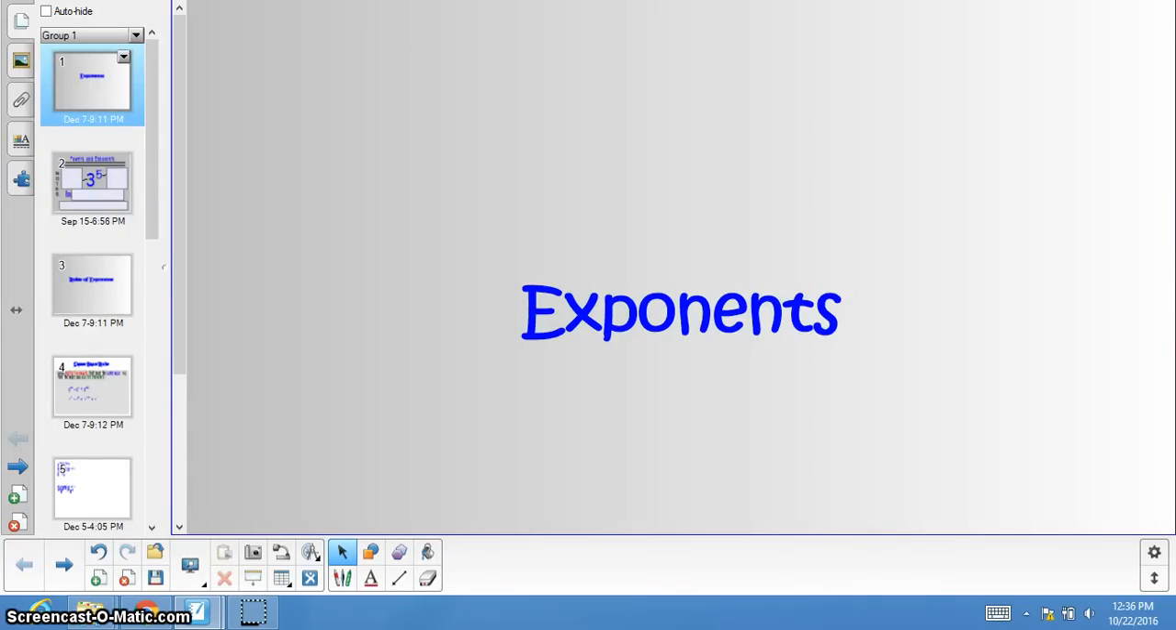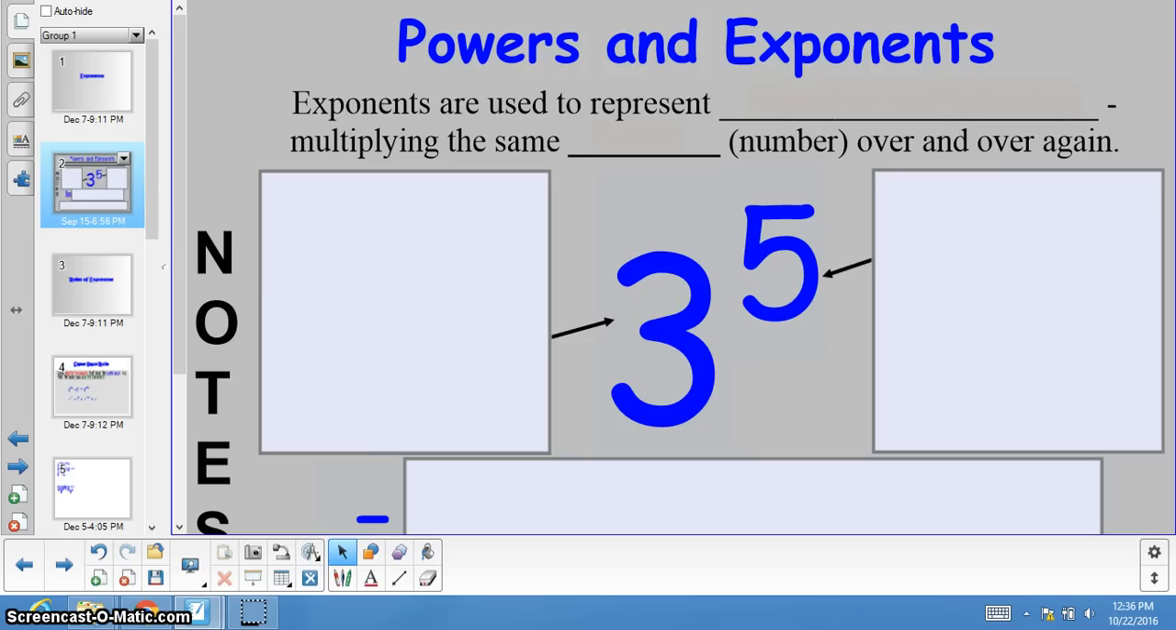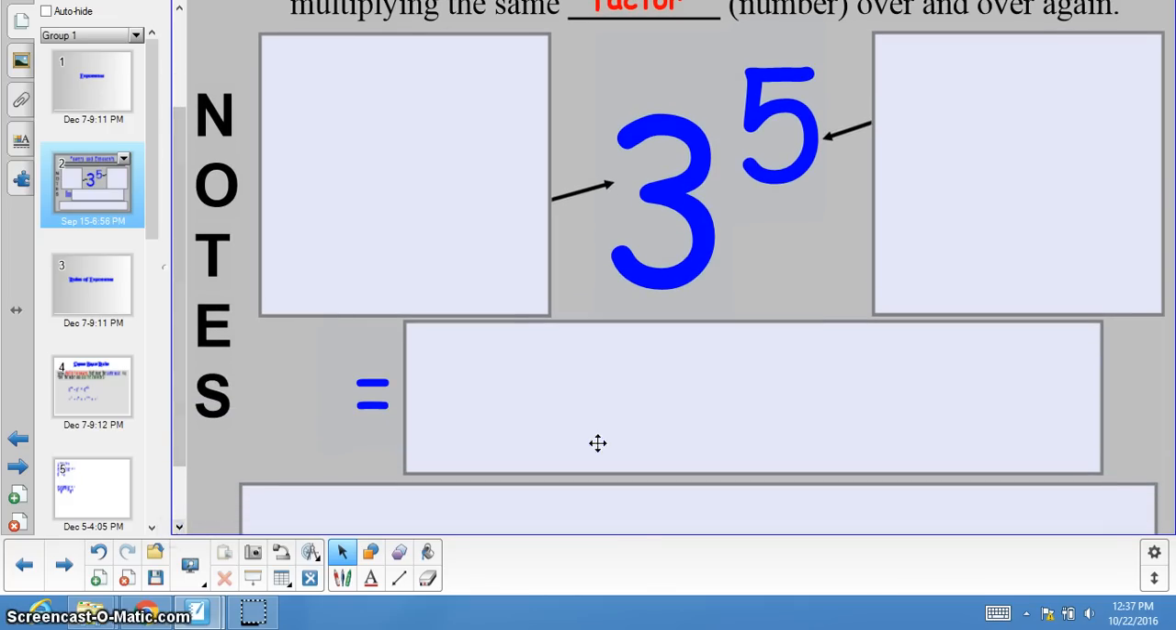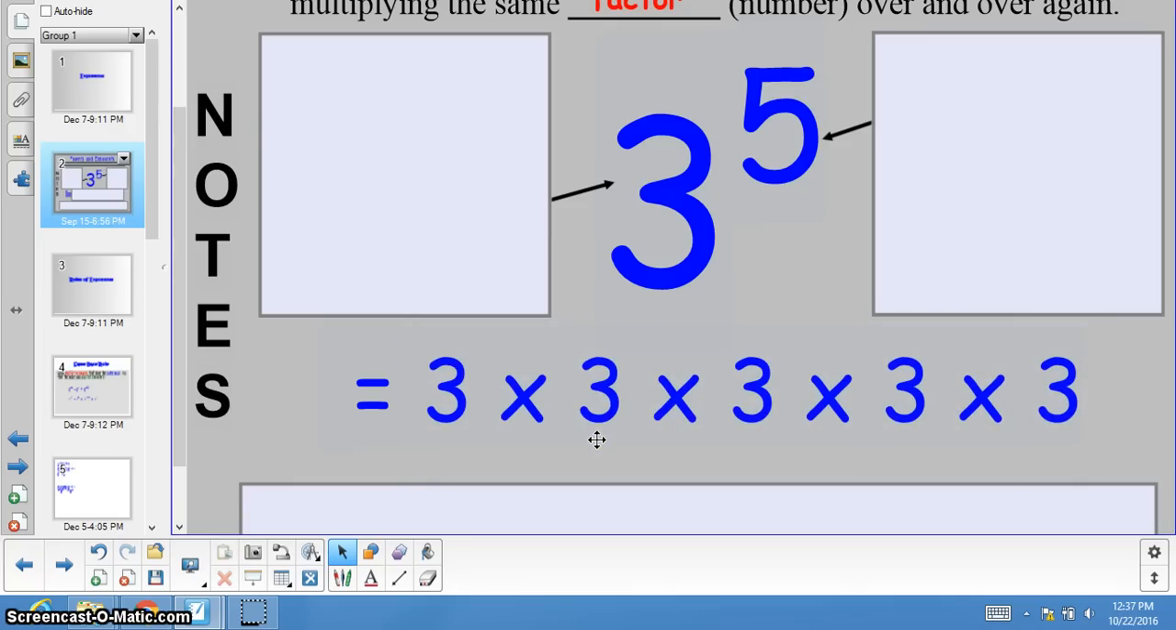Today you're watching a video on exponents, something you're already probably familiar with, but making sure you understand some of the newer concepts that we are introducing. So let's just go over exponents. Exponents are used to represent repeated multiplication, which means multiplying the same factor or number over and over again. So for example, we have 3 to the 5th power. What this is saying is 3 times 3 times 3 times 3 times 3.